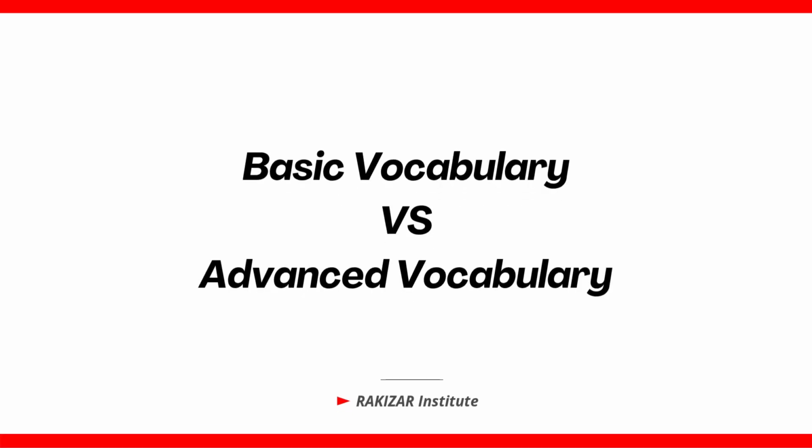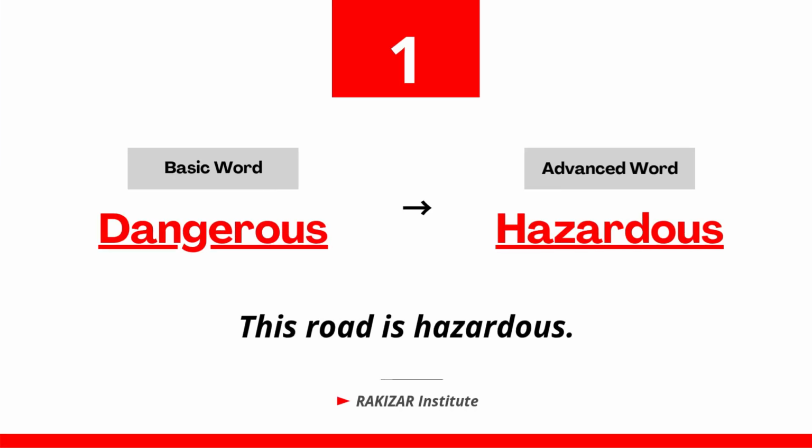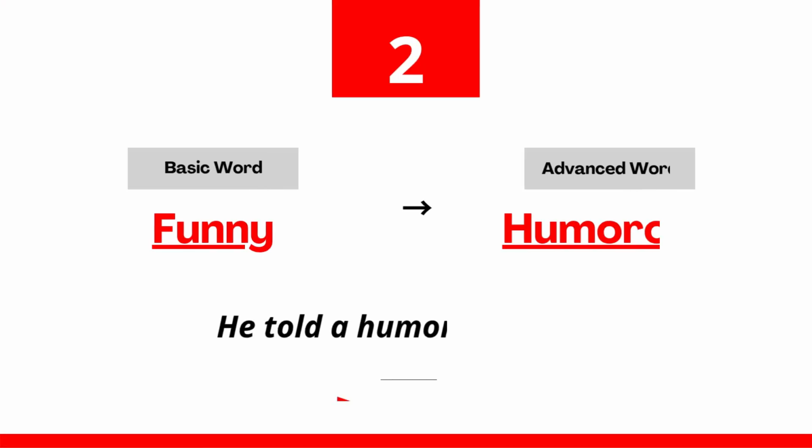Basic vocabulary versus advanced vocabulary. Number 1. Basic word: dangerous. Its advanced word is hazardous. Its sentence is, this road is hazardous. Number 2. Basic word: funny. Its advanced word is humorous. Its sentence is, he told a humorous story.